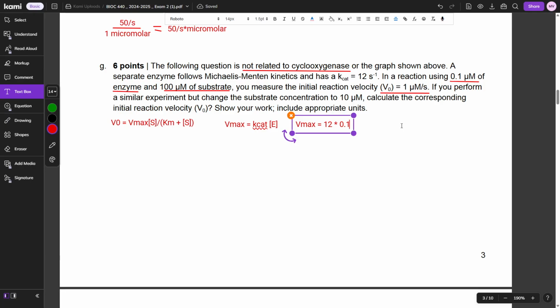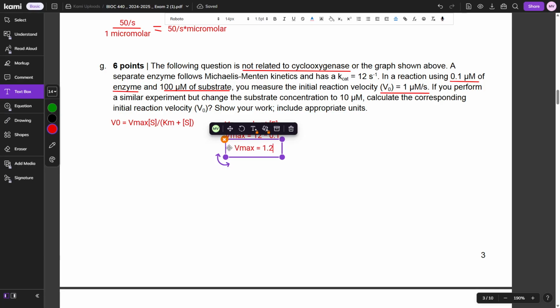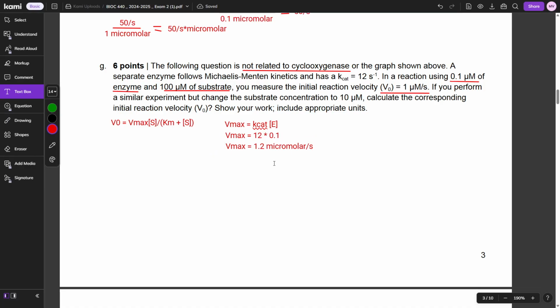Or if you're going to use nanomolar, convert everything into nanomolar. Just make sure that you're doing that. So if we do this math, Vmax is just going to equal 1.2, and Vmax in that case is going to be micromolar per second. I will write the units there so that we make sure we get the right units at the end. So we have our Vmax.